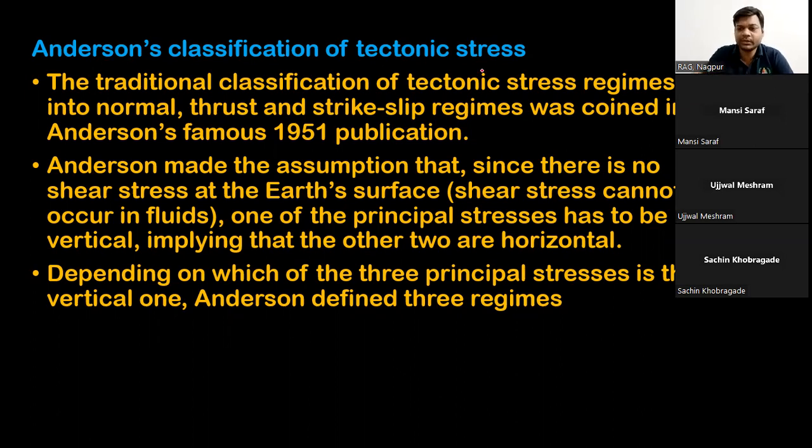I told you in yesterday's class about the stresses, if you remember: sigma 1, sigma 2, sigma 3. What are sigma 1, 2, and 3? Sigma 1 is the maximum stress direction, sigma 3 is the minimum, and sigma 2 is the intermediate stress direction.